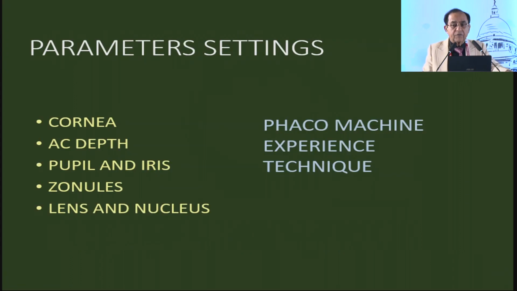When we talk of parameter settings, that depends upon the cornea, anterior chamber depth, pupil and iris, zonules, lens and nucleus. There are no standard set guidelines that these are the only parameters you should use. Depending upon the case, if the chamber is shallow, probably you need lower parameters. If the iris is floppy, you need lower parameters. If the patient is myopic, probably you need less bottle height. So the parameter setting will be dynamic and depend upon the case.